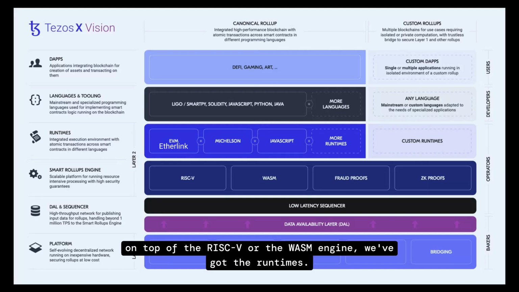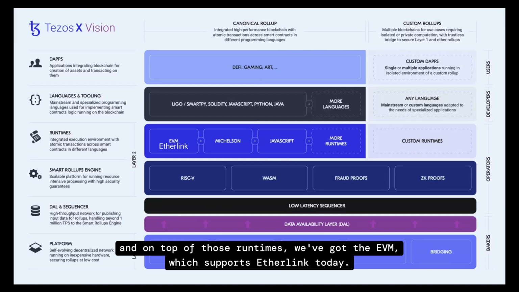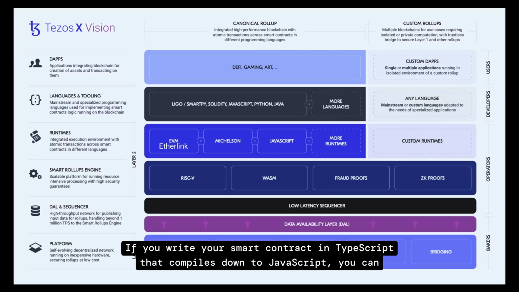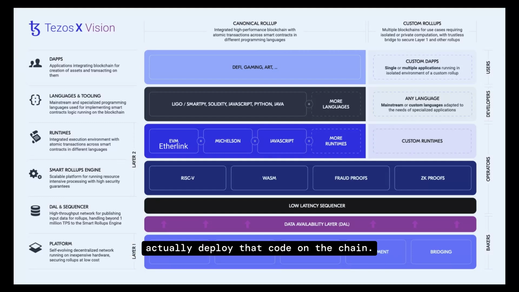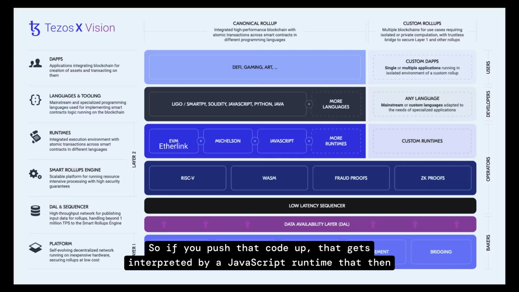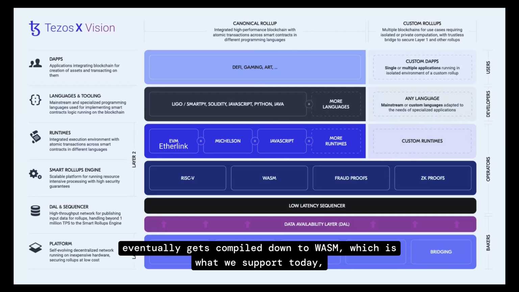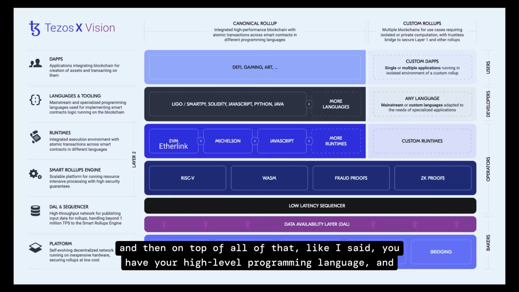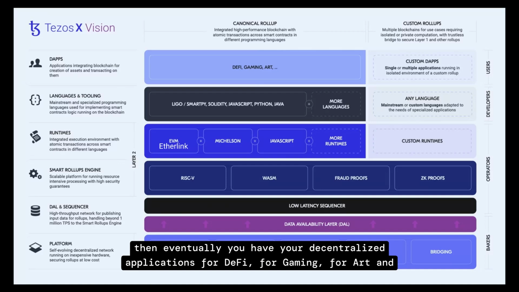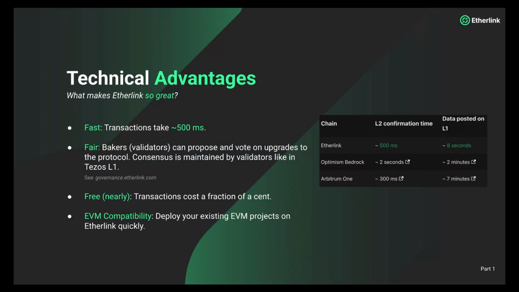On top of the RISC-V or the WASM engine, we've got the runtimes. And on top of those runtimes, we've got the EVM, which supports Etherlink today. If you write a smart contract in TypeScript that compiles down to JavaScript, you can actually deploy that code on chain, right? So if you push that code up, that gets interpreted by a JavaScript runtime that then eventually gets compiled down to WASM, which is what we support today. But in the future, it's going to be RISC-V. And then on top of all of that, like I said, you have your high-level programming language, and then eventually you have your decentralized applications for DeFi, for gaming, for art, and so on and so forth.